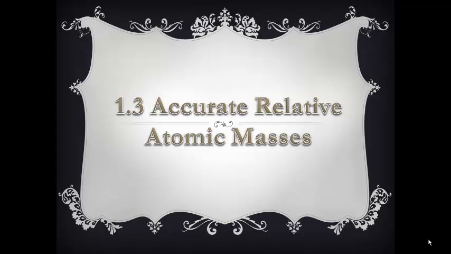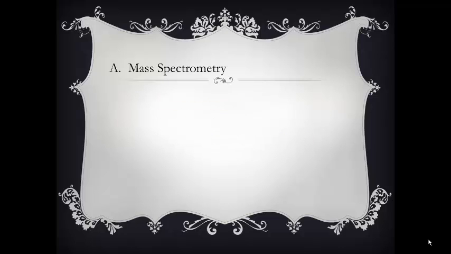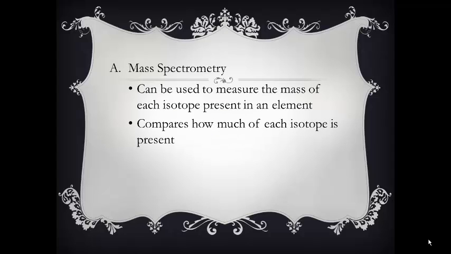This is 1.3 and 1.4. 1.3 talks about finding the average atomic mass of an element, and 1.4 deals with moles. So how do you find the mass of an element? Well, you use a mass spectrometer, and it measures the mass of each isotope that is present in the element, because remember, elements are averages, and it tells you how much of that isotope is present.